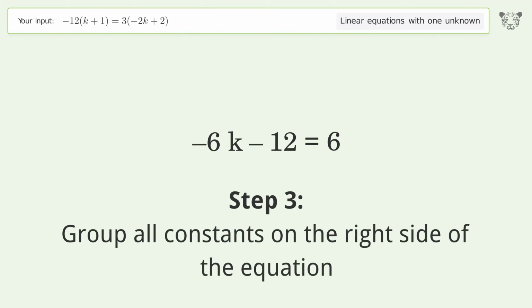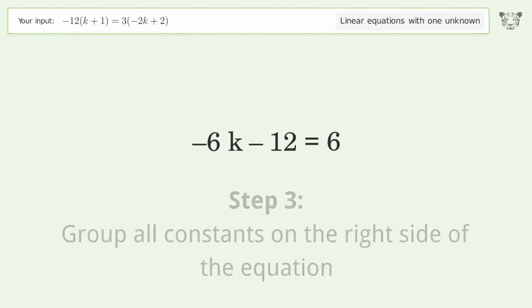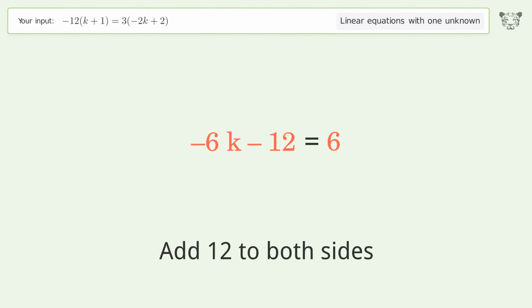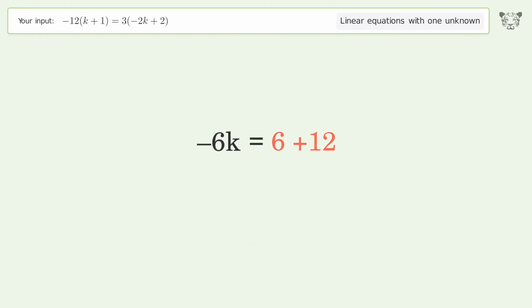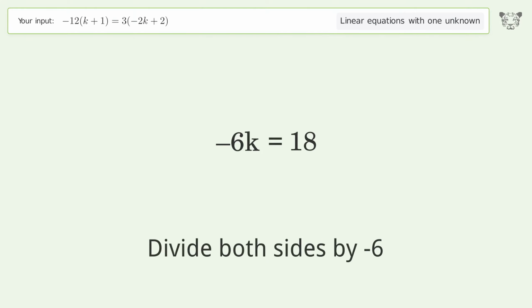Group all constants on the right side of the equation. Add 12 to both sides. Simplify the arithmetic. Isolate the k. Divide both sides by -6.